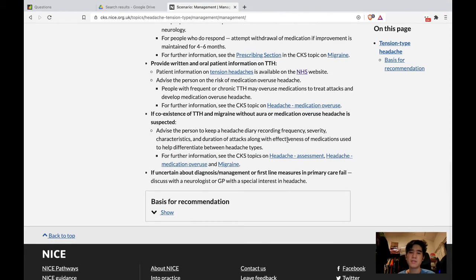The coexistence of tension type headache and migraine without aura or medication overuse headache is suspected. Advise the person to keep a headache diary recording frequency, severity, characteristics, and duration of attacks, along with effectiveness of medications used to help differentiate between headache types. For further information, see 9 CKS topics on headache assessment, headache medication overuse, and migraine.